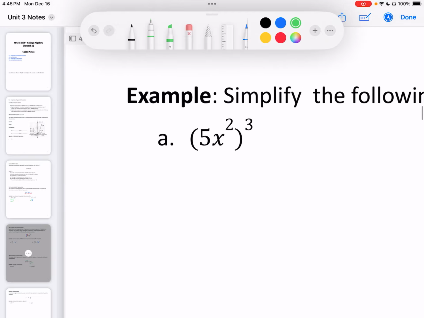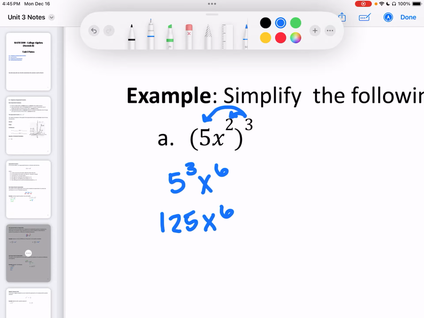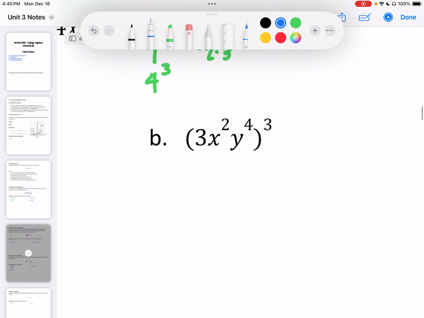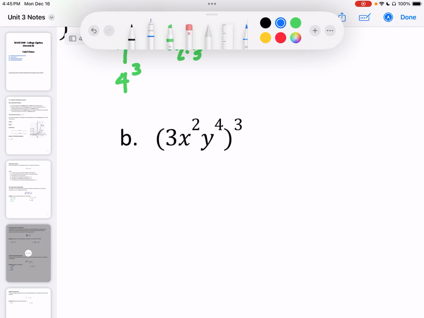Let's take a look at this one here. Remember, we're going to go ahead and make sure everything gets distributed. So we have 5 cubed x to the sixth. So 5 cubed is going to be 5 times 5 times 5, or 125x to the sixth. Okay. Moving on to the next one.